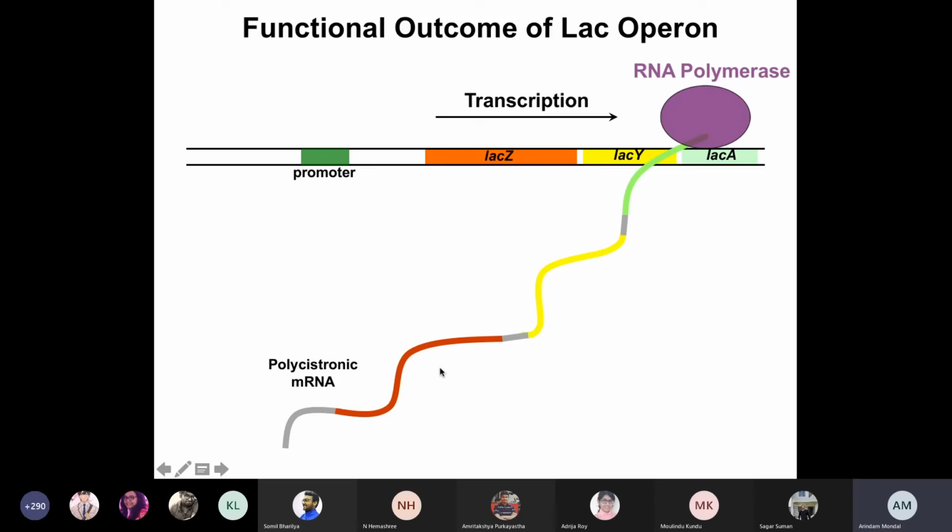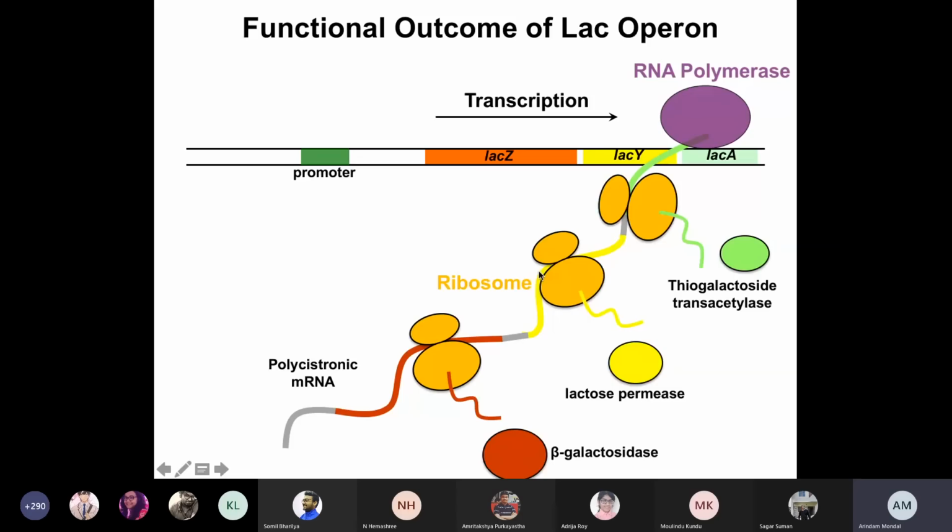The first gene will lead to the synthesis of the beta galactosidase, the second gene will lead to the synthesis of the lactose permease, and the third gene will synthesize the LAC-A, the thiogalactoside transacetylase. So once the transcription is on, it will be synthesizing a polycistronic mRNA. This kind of mRNA, having multiple different genes within it, is known as polycistronic mRNA, and it can lead to the synthesis of all these 3 different proteins. Now these 3 proteins are needed for the lactose metabolism, for the utilization of the lactose.